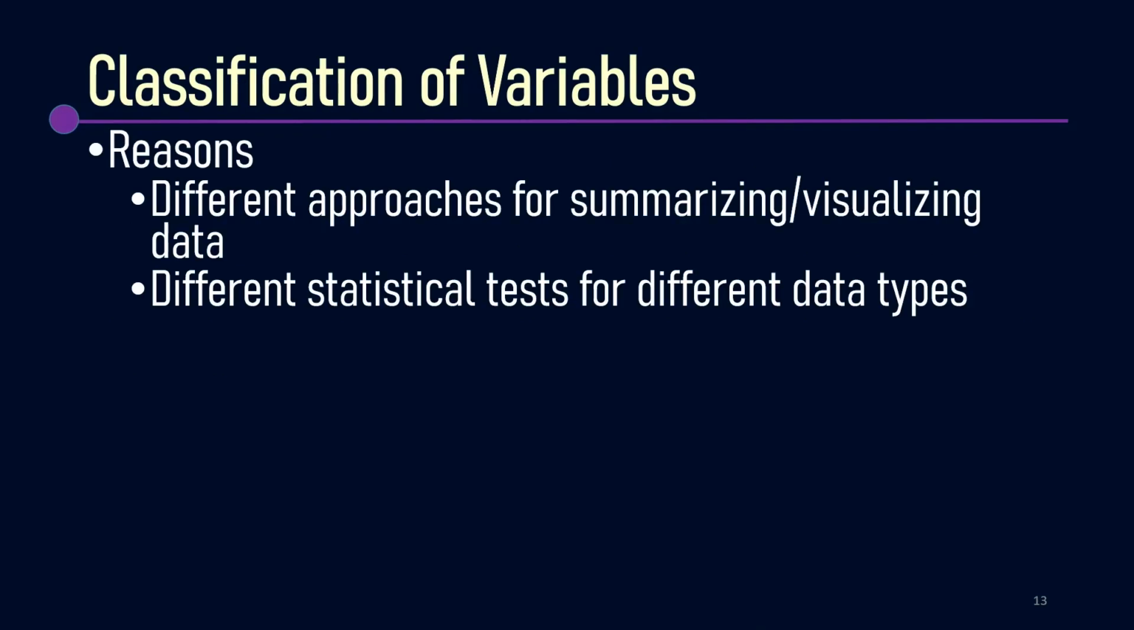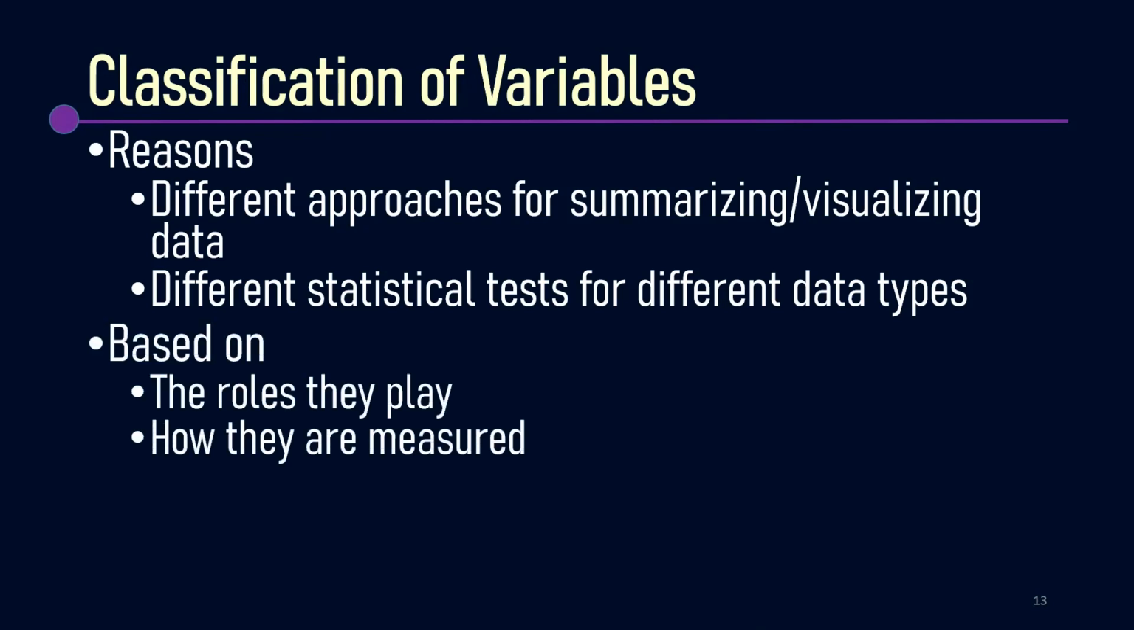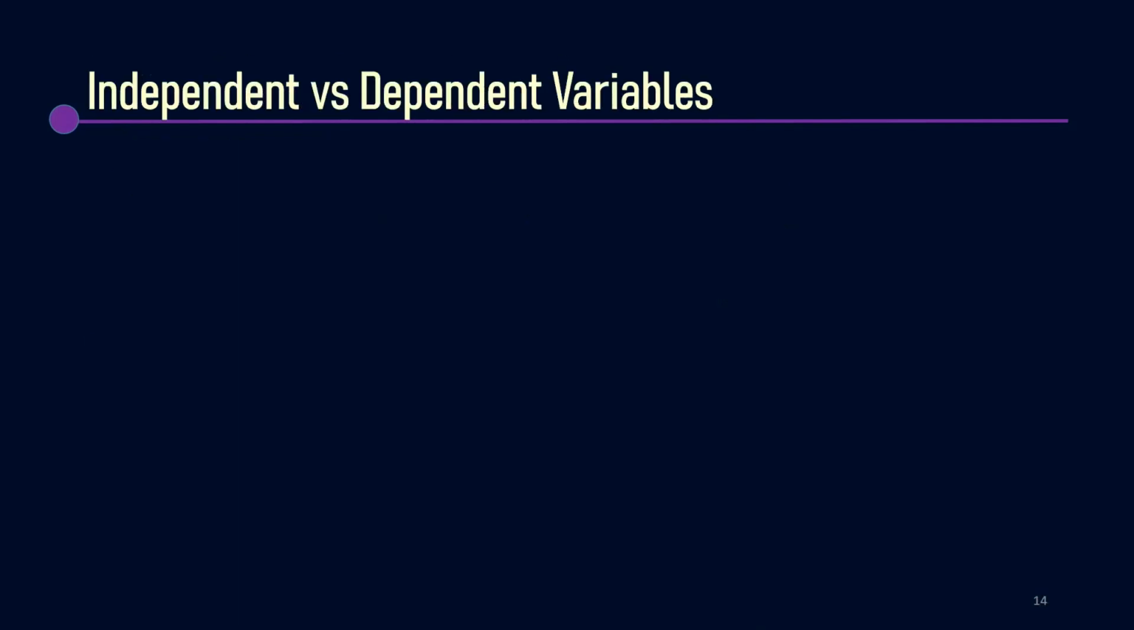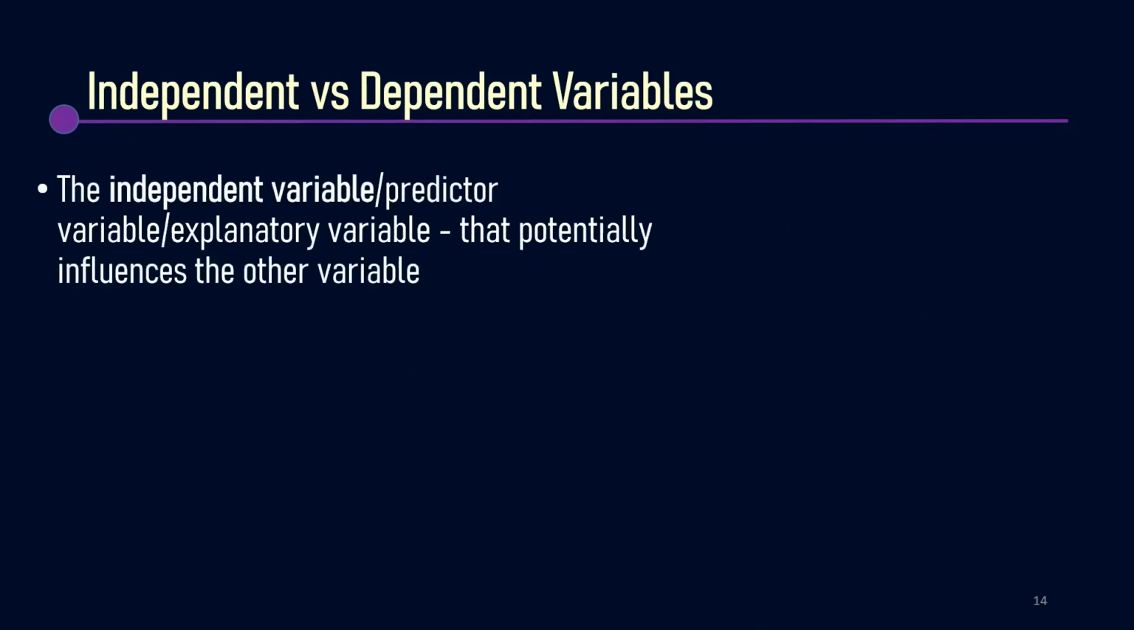Let's talk about the classification of variables. The reason why we need to classify variables is that there are different approaches for summarizing and visualizing data, and the statistical tests are also different for different data types. These are the reasons, and the classification is done based on the roles they play and how they are measured. Let's classify them based on the roles they play. Broadly, they are divided into independent and dependent variables.